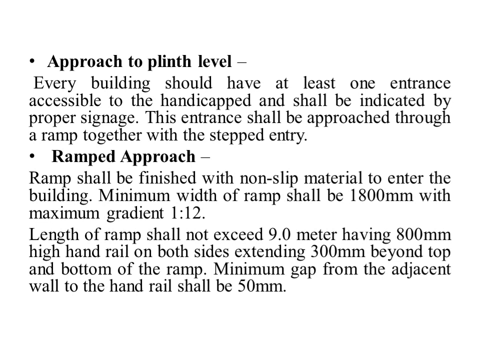Then ramped approach. Ramps shall be finished from non-slip materials to enter the building. Minimum width of ramp shall be 1800 mm with maximum gradient of 1:12. Length of ramp shall not exceed 9 meter, having 800 mm high handrail on both sides extending 300 mm beyond top and bottom of the ramp. Minimum gap from the adjacent wall to the handrail shall be 50 mm. So these are some guidelines which are to be considered whenever we are going for planning of the buildings.